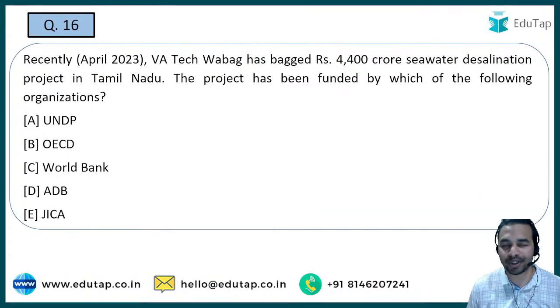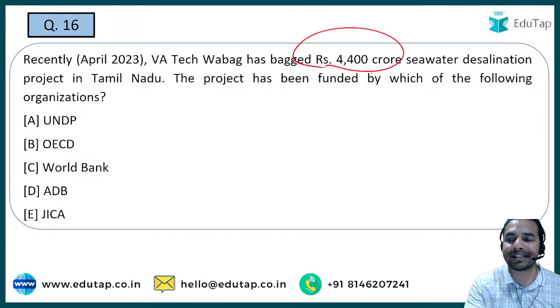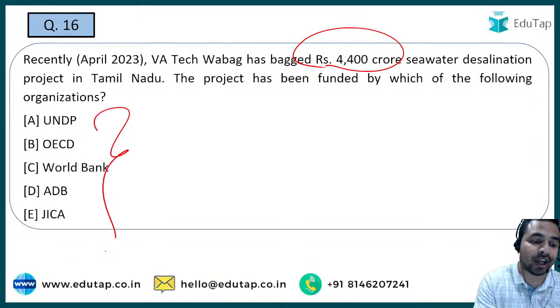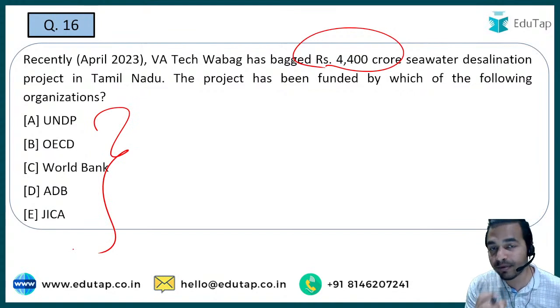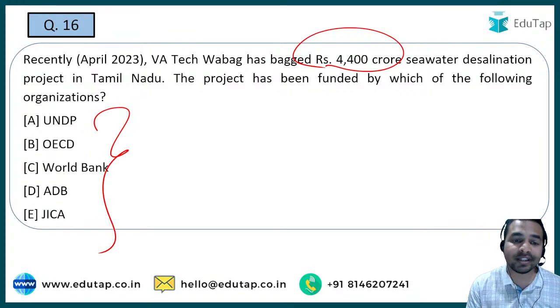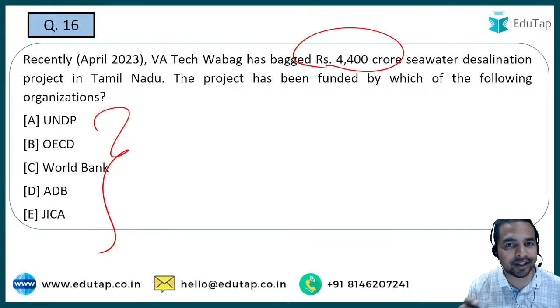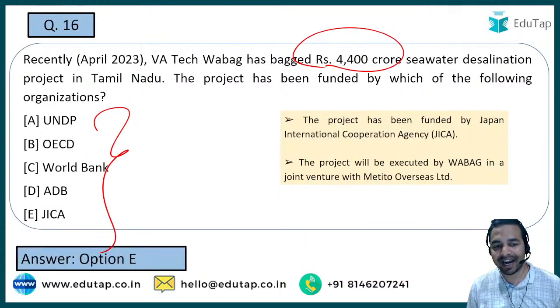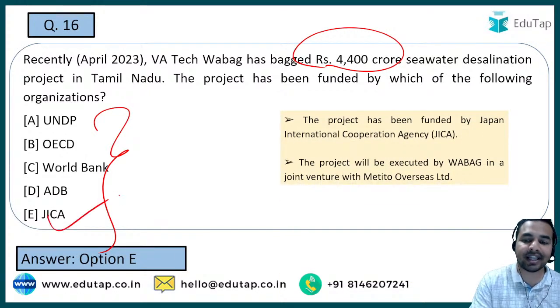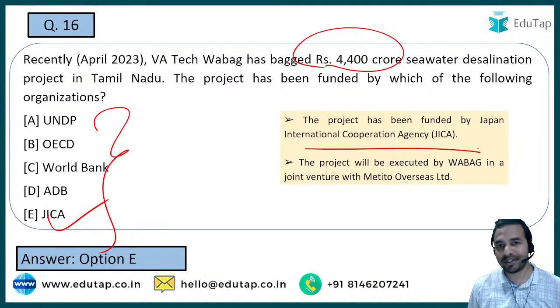Now let's move on to the next question. V A Tech Wabag has bagged a 4400 crore seawater desalination project in Tamil Nadu, and the project has been funded by which of the following organizations? You are just required to identify the name of the organization which has recently declared to fund this particular project, and we have already discussed such an organization in our today's session. The name of that organization is JICA, that is Japan International Cooperation Agency. The very first question was on the same organization.